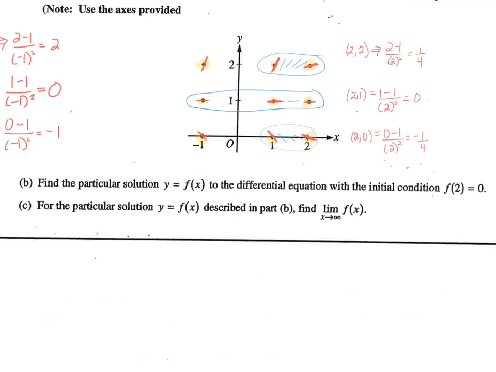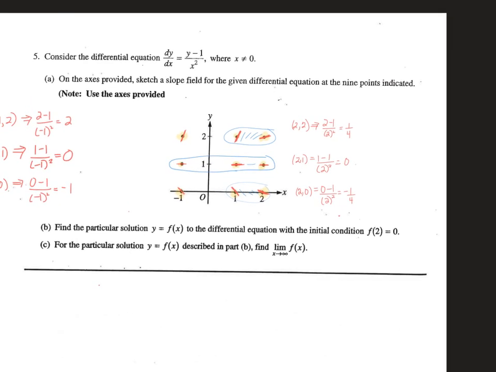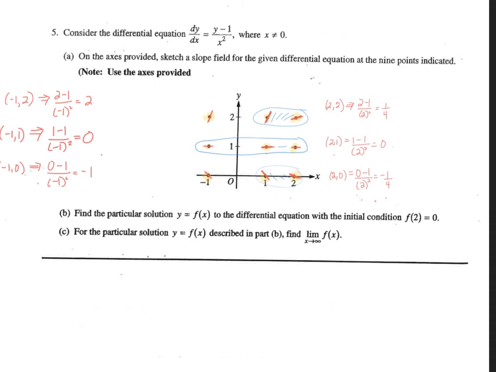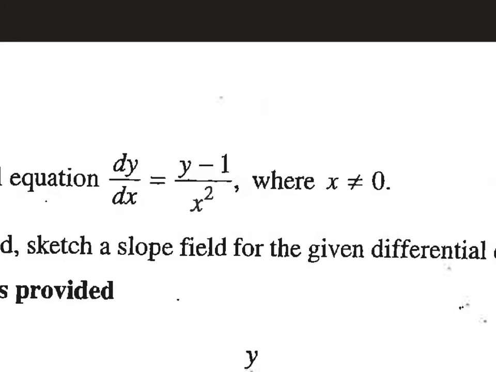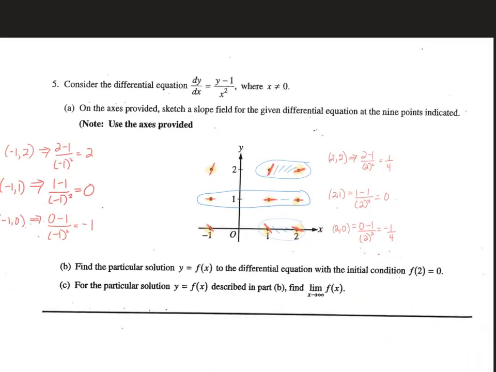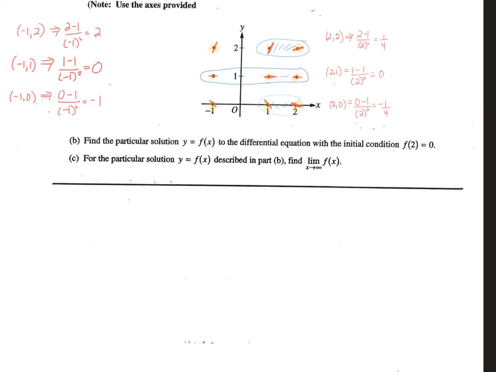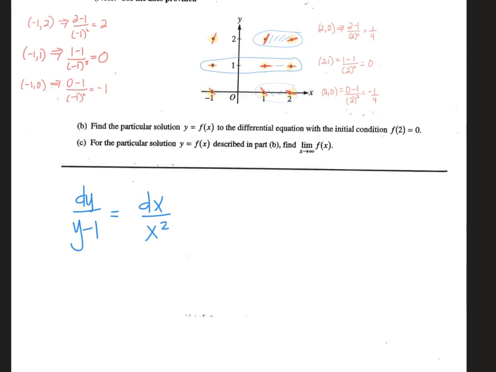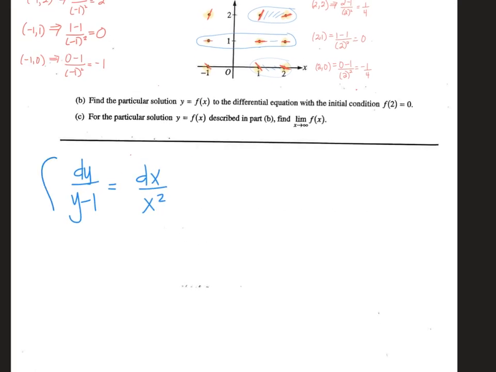The second parts of this FRQ are ones that you've been working on for the last several days, finding a particular solution. So here's where you come to the separate and integrate part of this equation. Looking at the differential equation here, we would separate that so that we could integrate it. It would look like dy over y minus 1, and then dx over x squared. And so then you're ready to integrate that.